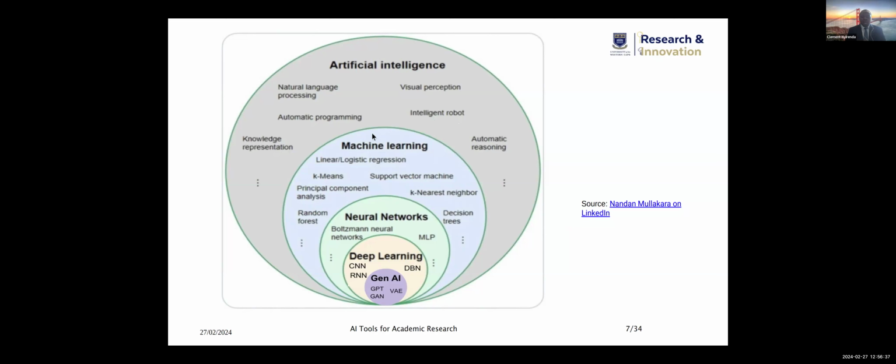there is what we call machine learning. That's where you train computers based on some data, and then you bring in data that was not used in training the model as inputs, and the computer will be able to do things like classification, regression and the like. So that's where we see tools such as random forest, decision trees, support vector machines and the like. Then within machine learning, there are neural networks, and in neural networks, there are things like multi-layer perceptron, Boltzmann neural networks.